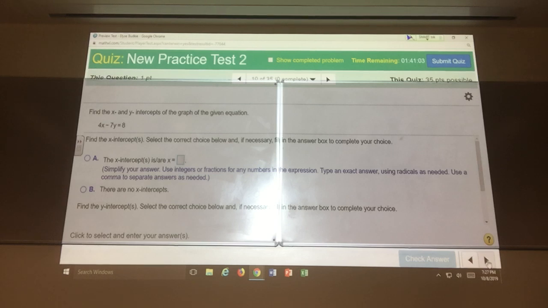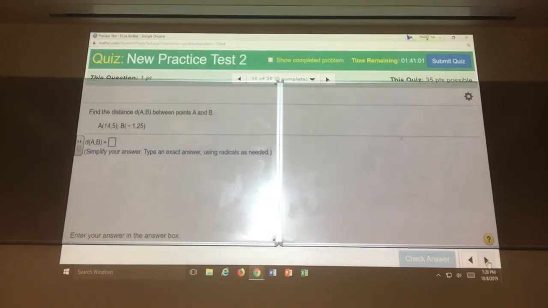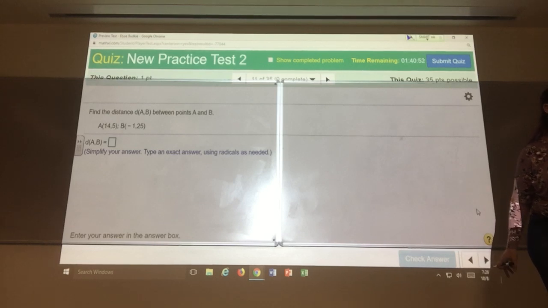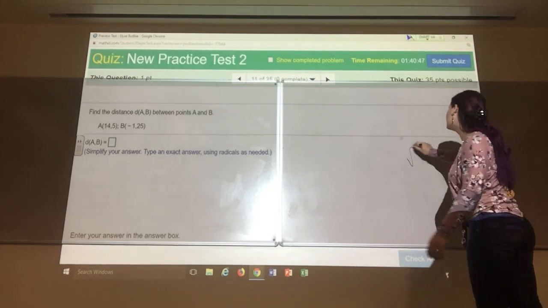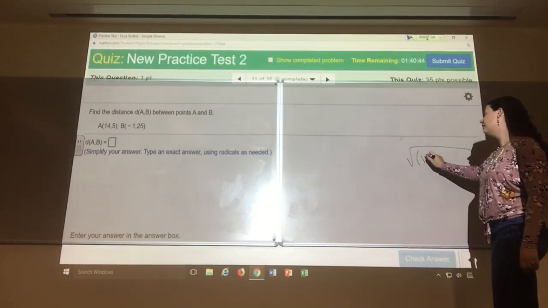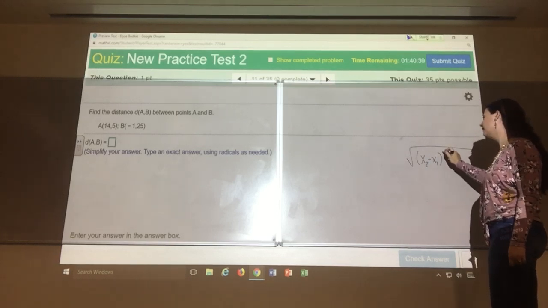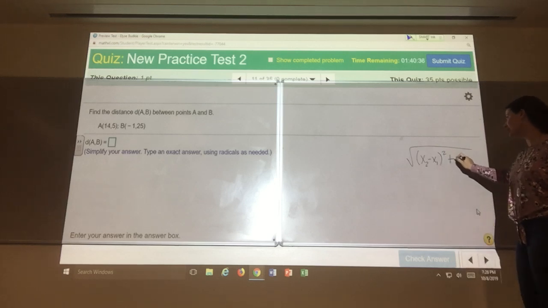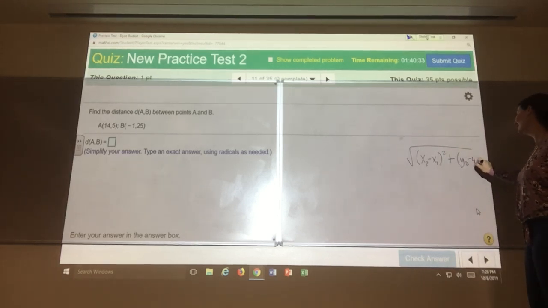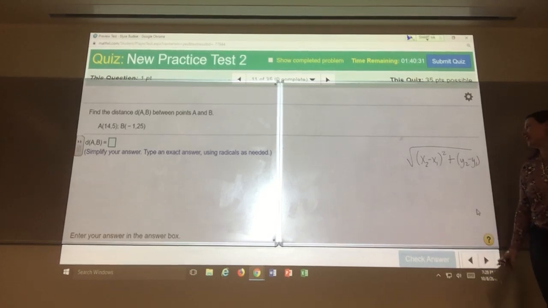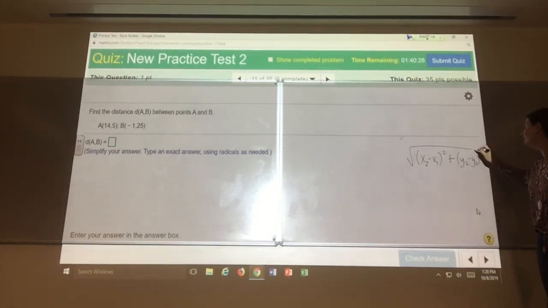So this one we're good, because it's just intercepts. What about this one? Do we remember the distance formula? Yes. What is it? Distance is the square root of parentheses x2 minus x1, squared, plus y2 minus y1, squared. That is the distance formula.